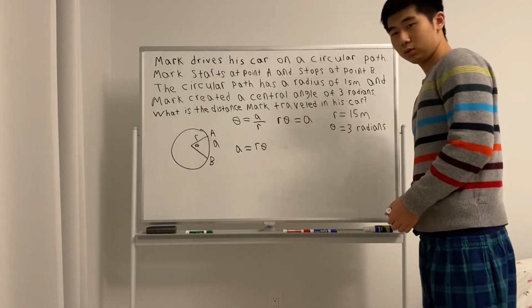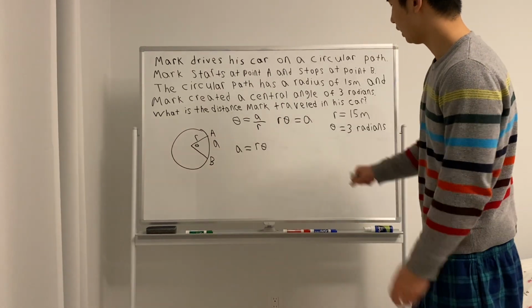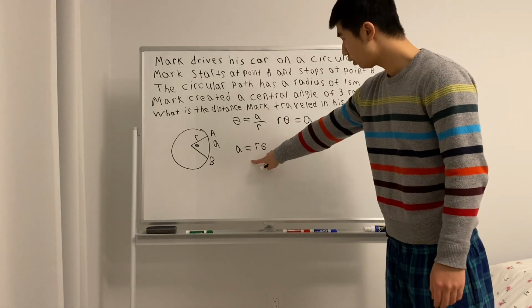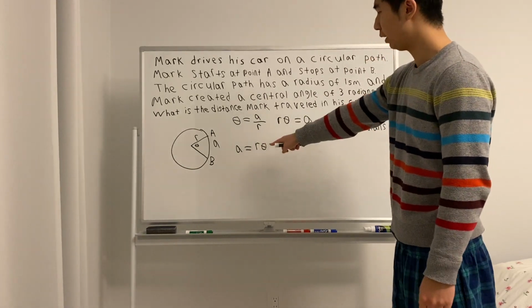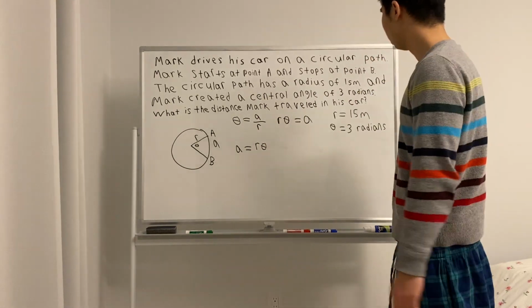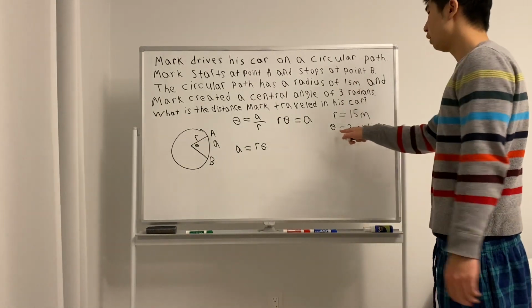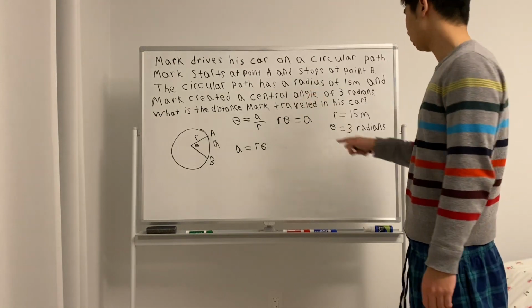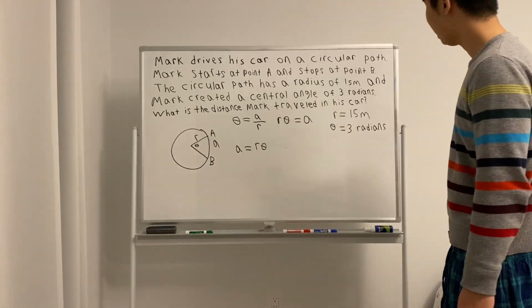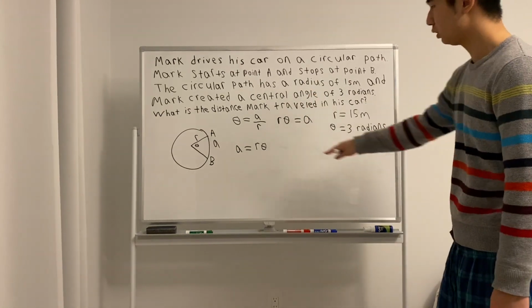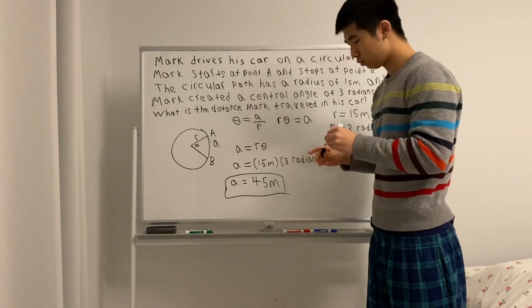I just rewrote this formula down here. The arc length is equal to the radius times the angle. We are given the radius in the question, 15 meters, and we are given the angle that Mark creates, which is 3 radians. So now we just plug these numbers into the formula and solve for the arc length.